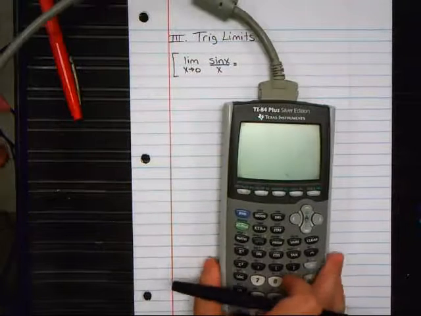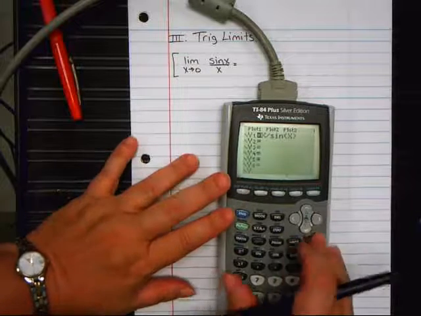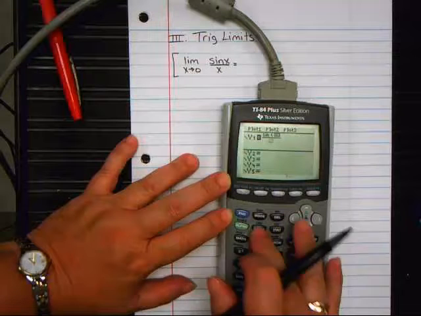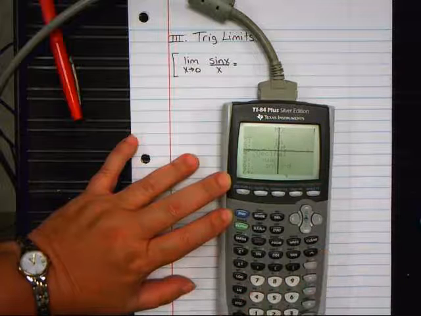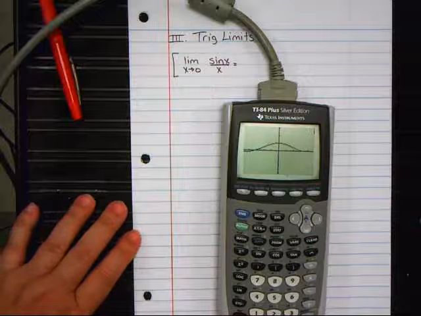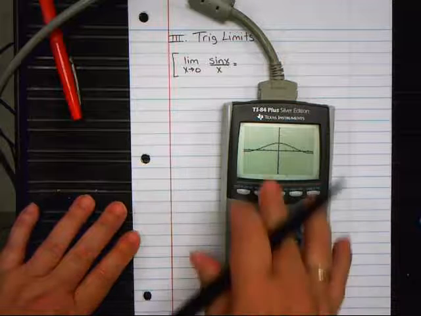I'll do it up here. If you want to get one out, you're welcome to, but I'm not going to spend very long on this. I'm going to type in sine of x over x, and I'm going to do a zoom 4. Now look at this graph. What does it look like graphically the limit's going to be as x approaches 0? It looks like it's 1, doesn't it?